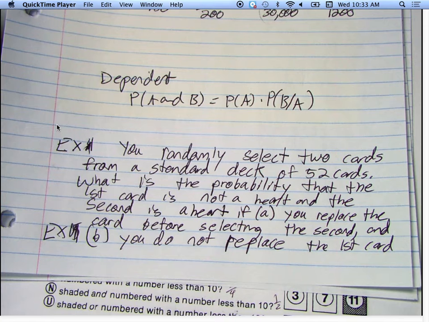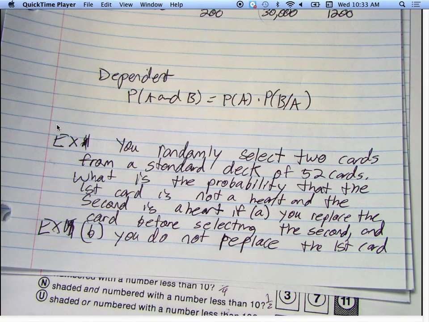I feel like you got to know if the first card you picked was a heart. For B, you'd have to know what card you picked the first time. Because if you picked a heart, that would affect what the probability is you picked the second time. Okay, so let's talk about this, because those are good questions.